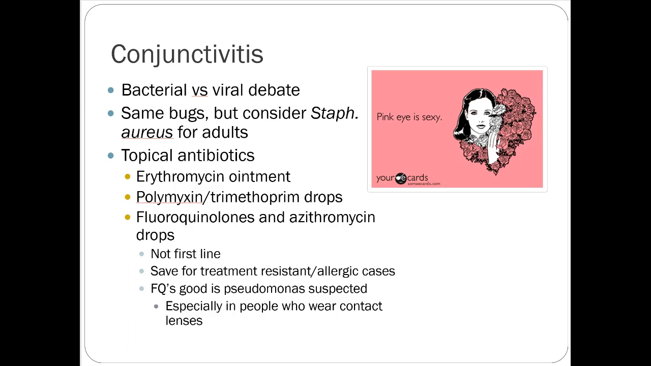And ophthalmic infections, conjunctivitis. This is a debate about bacterial versus viral. You're usually looking at your standard ENT bugs, but Staph aureus is pretty common in adults too. There's a lot of antibiotics that come as topical eye drops: erythromycin, polymyxin, trimethoprim drops, fluoroquinolones and azithromycin drops come in too. And I think you generally start with either an erythromycin ointment or a polymyxin trimethoprim drop. Those are quite cheap and easy to get.